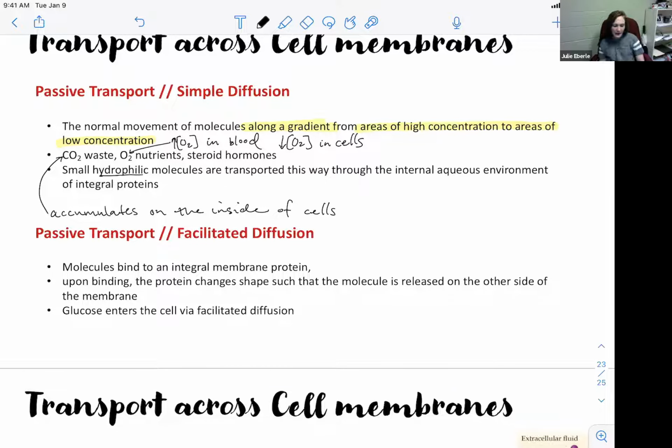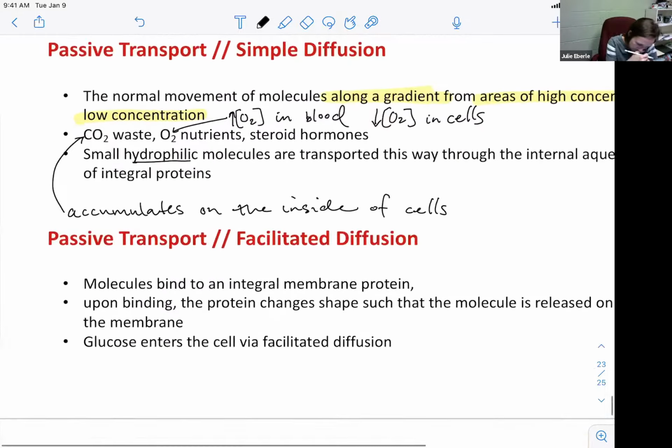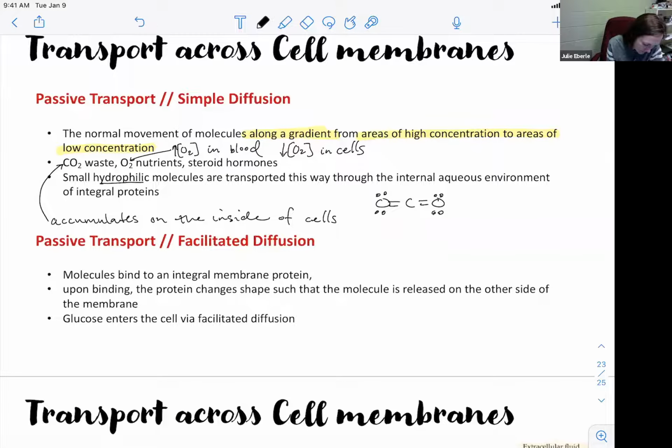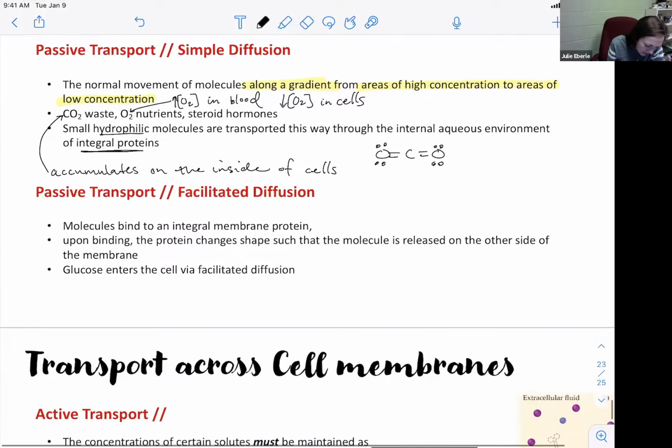So what would be an example of a small hydrophilic molecule? A water loving, a polar molecule. CO2 and O2, right? Now, overall, if you were to see me in 1402, the previous chemistry class, I would tell you this molecule is nonpolar because the dipoles cancel, and they do. But because we have these lone pairs that are very electronegative, and because we have polar electronegative atoms, this molecule has to pass through integral proteins. Same with oxygen. Facilitated diffusion, passive transport. So these molecules bind to integral membrane proteins, and then the protein changes shape so that the molecule is released on the other side of the membrane.